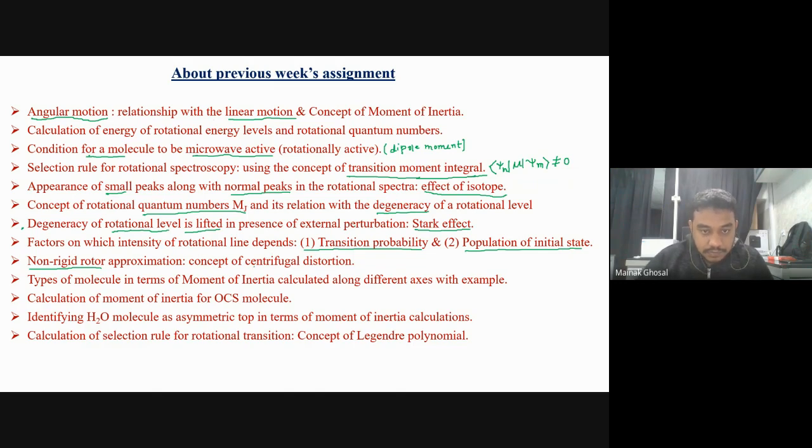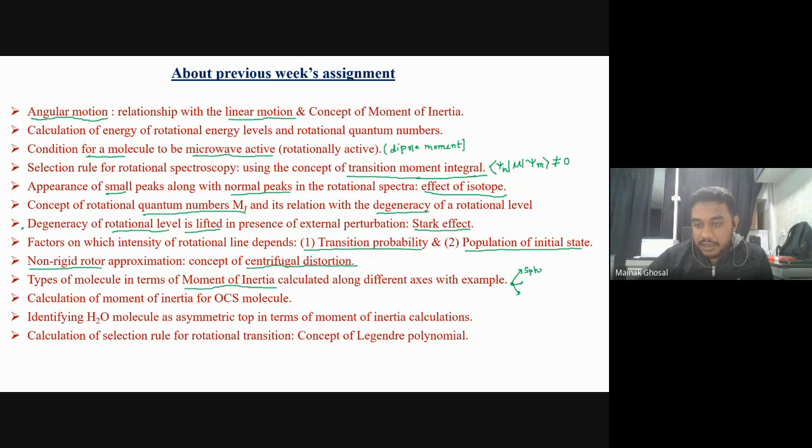The concept of centrifugal distortion was discussed: what centrifugal distortion is, and how the non-rigid rotor approximation gives all the necessary values that we have already obtained from the simple harmonic oscillator approximation. Then there was a discussion of moment of inertia along different axes, and from that, different types of molecules were taken and the categories they fall under were discussed. There was a discussion about three different types of molecule.